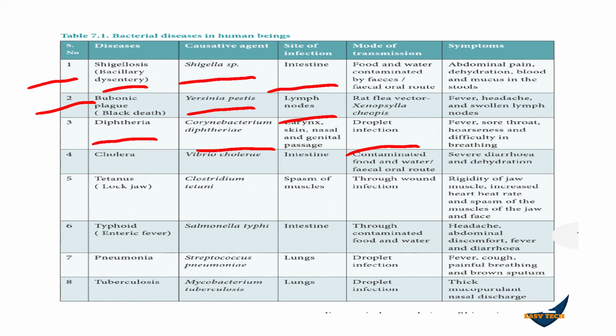Next is cholera. The causal organism is Vibrio cholerae. The site of infection: cholera deals with watery stools, and the intestine region gets affected. The mode of transmission is contamination of food and water, the fecal oral route. Severe diarrhea and dehydration are the symptoms of cholera.